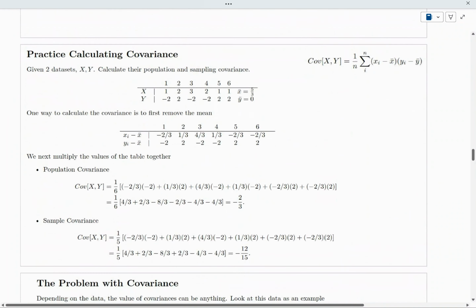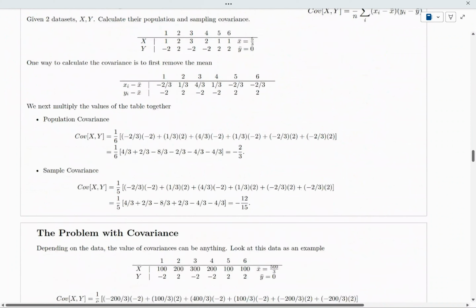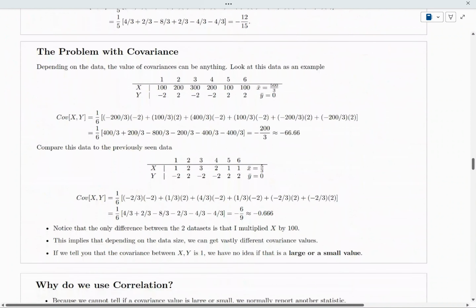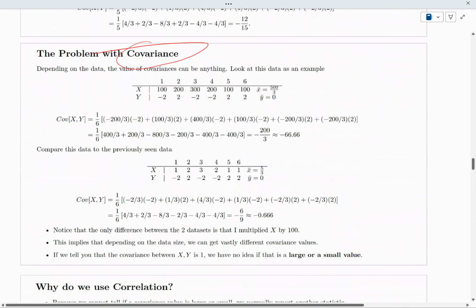Here's the solution that you get to look at. Okay, so now that we've learned the concept of covariance, covariance is great because we know positive is good. It's a positive relationship. Negative is a negative relationship. However, the actual value itself is not very clear.